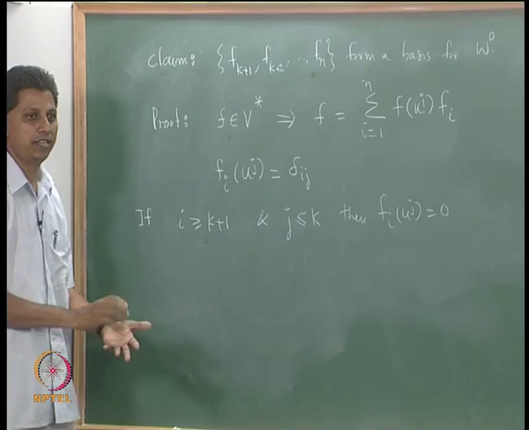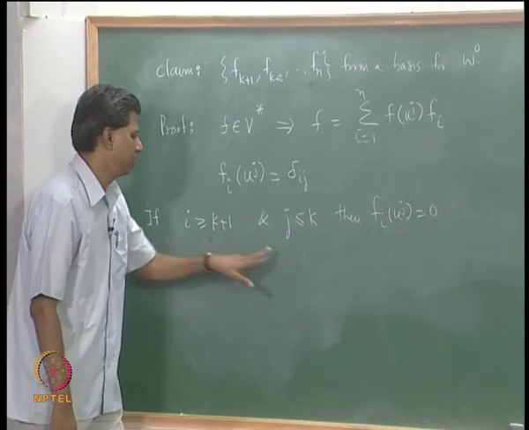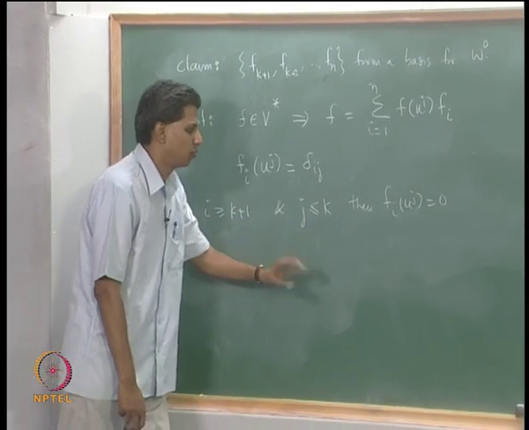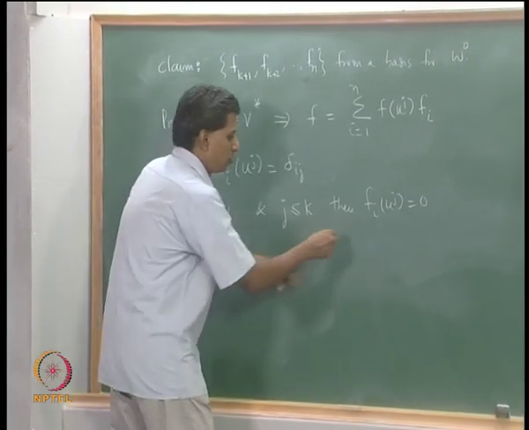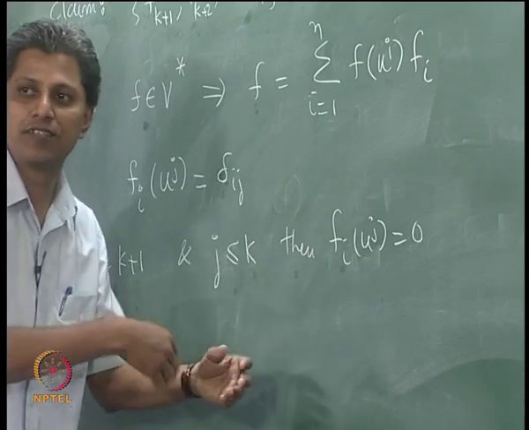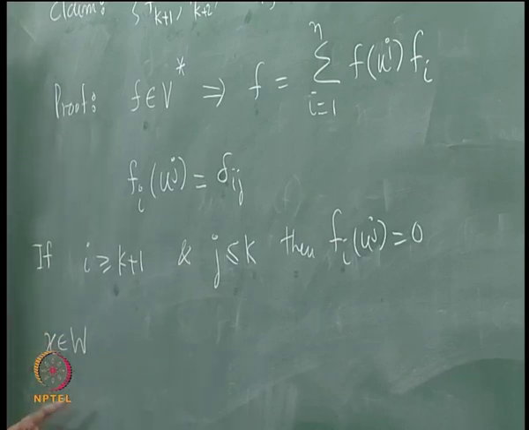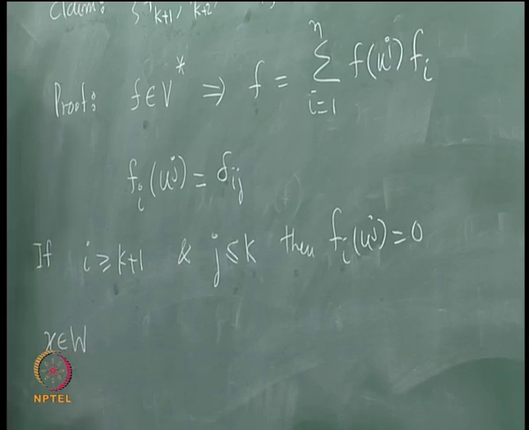fk plus 2 of u1 etc., fk plus 1 of uk, they are all 0. So what is it that we have proved? We have proved that these functionals take, you now take x in W. I want to show f is 0 on W. If I want to show f is 0 on W, I must show that f of x equals 0 for all x.